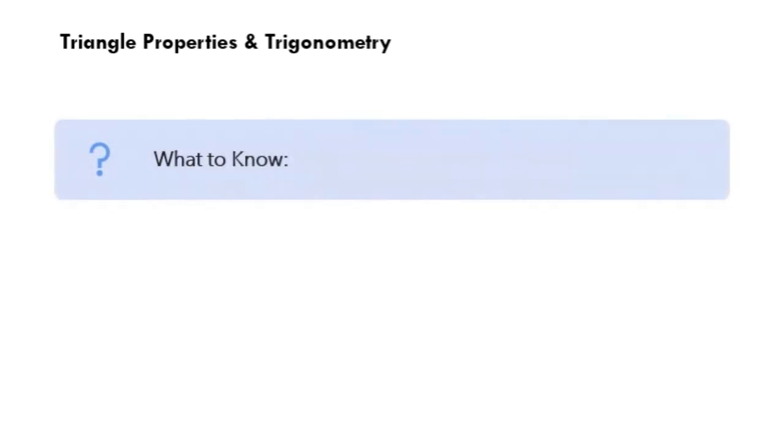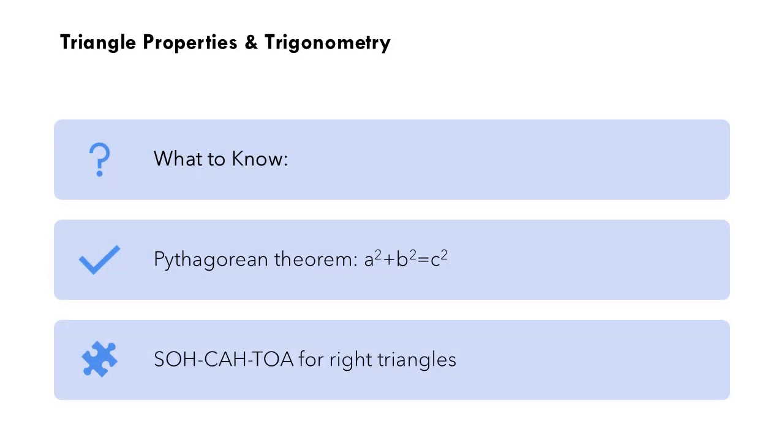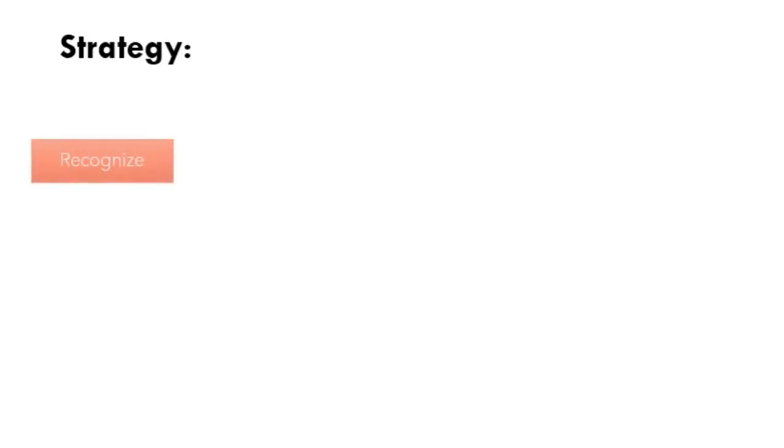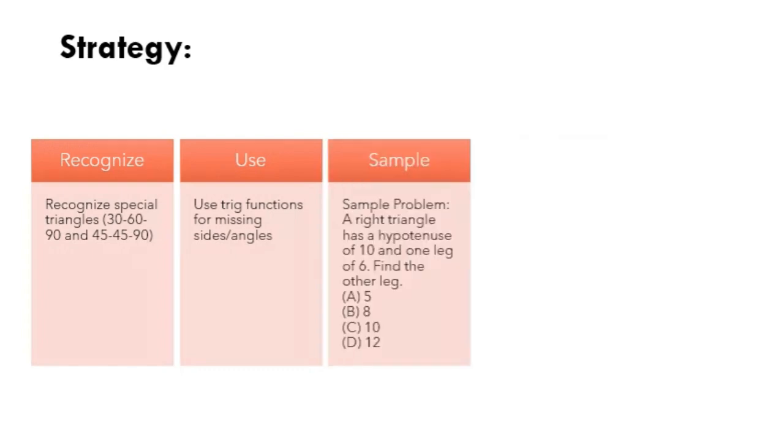Triangles pop up everywhere, and knowing a few key rules will make your life easier. The Pythagorean theorem helps with right triangles. A squared plus b squared equals c squared. For angles, remember SOHCAHTOA. Sine equals opposite over hypotenuse. Cosine equals adjacent over hypotenuse. Tangent equals opposite over adjacent. Strategy. Special triangles like 30-60-90 and 45-45-90 have set side ratios. Memorize them. If a triangle problem gives you an angle and one side, use trig functions to find the missing side.